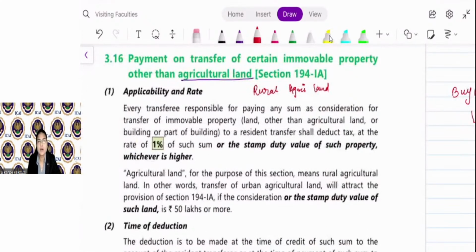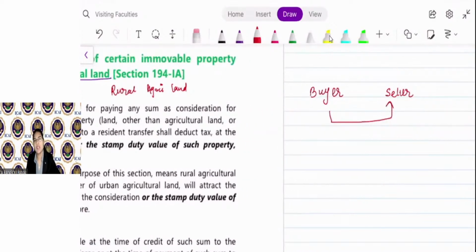Here, the rate of TDS is 1% and the threshold limit is 50 lakh rupees. That means if you are purchasing any property whose value is more than 50 lakh rupees.